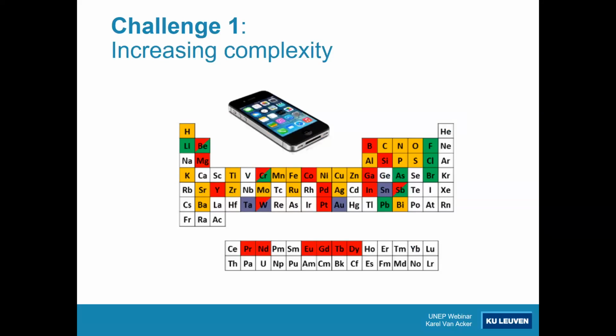All colored elements in this table of Mendeleev are used in this device. The red colored ones are elements that are critical, which could suffer from a scarcity in supply. The blue ones are the conflict materials as defined by the European Commission. These are the same as defined in the US, and the green ones are actually toxic elements. So we have to deal with this complexity when we recycle.